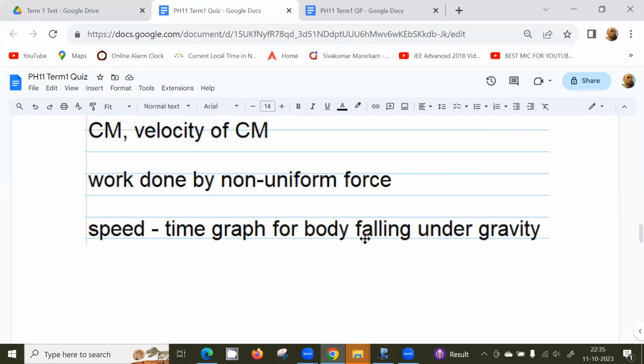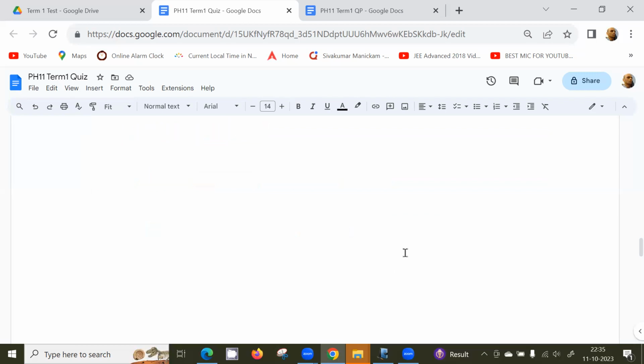Under gravity, when falling, acceleration is constant. Depending on which direction you choose as positive, acceleration will be either plus g or minus g. If you take the upward direction as positive, then acceleration will be minus g. If you take the downward direction as positive, then the acceleration will be plus g. That is just a matter of convention, but whatever you choose, be consistent with it. It doesn't matter which direction is positive.